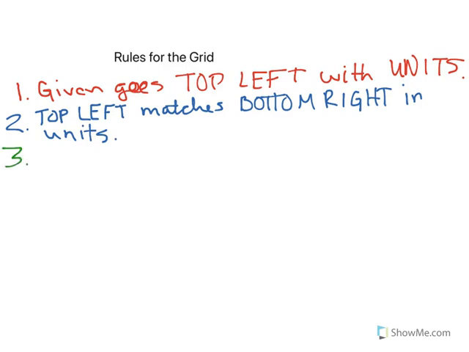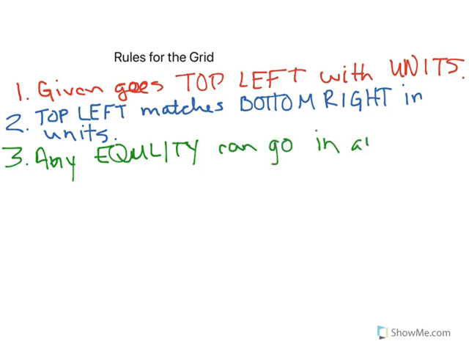Rule number 3 was any equality can go in any column. Now, here's the thing. That's really the only rules we absolutely need.